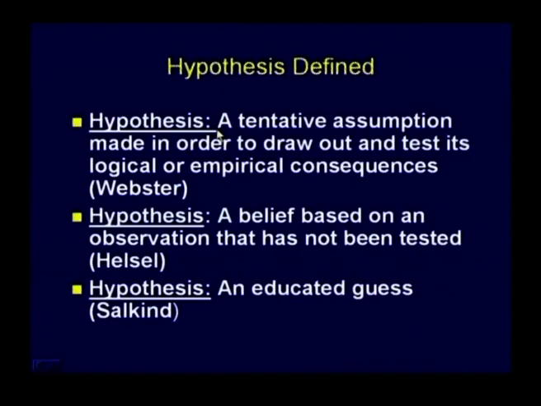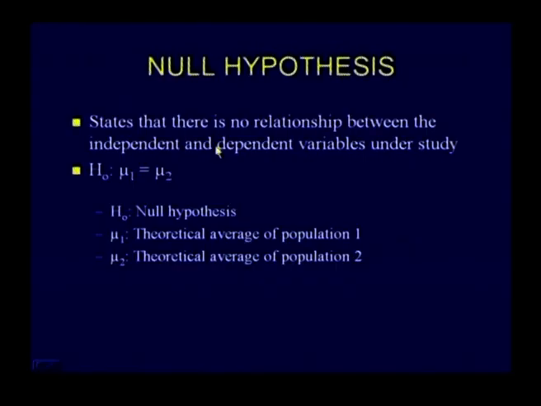A hypothesis is a tentative assumption made in order to draw out or test its logical or empirical consequences. There's another definition: a belief based on an observation that has not been tested yet, or an educated guess. Now we will talk about different types of hypothesis. The first important type of hypothesis is called null hypothesis. And null hypothesis always assumes that there is no relationship between independent and dependent variable under the study.